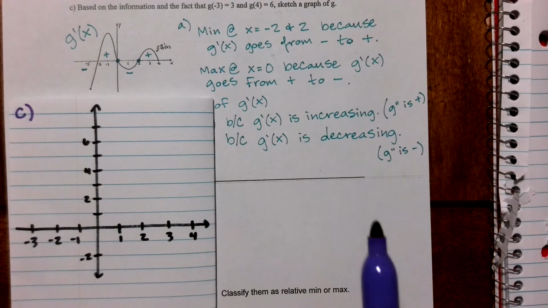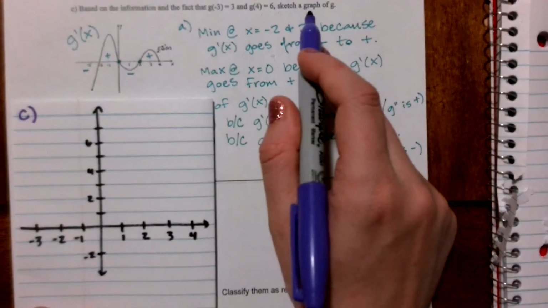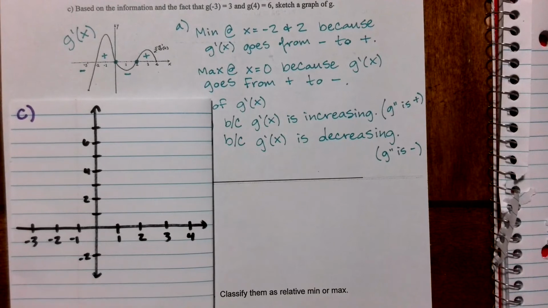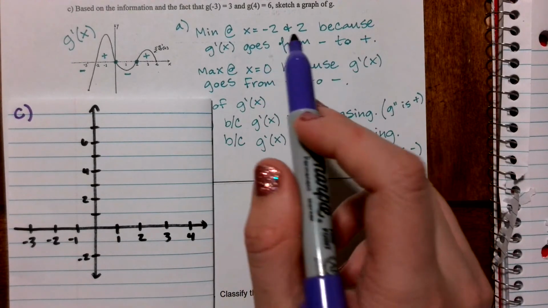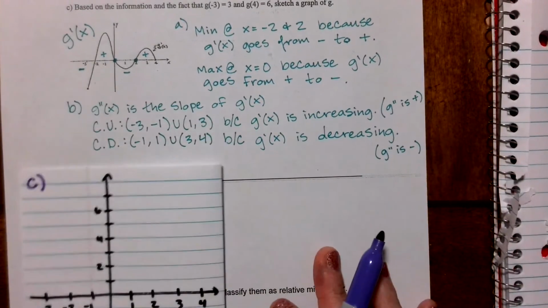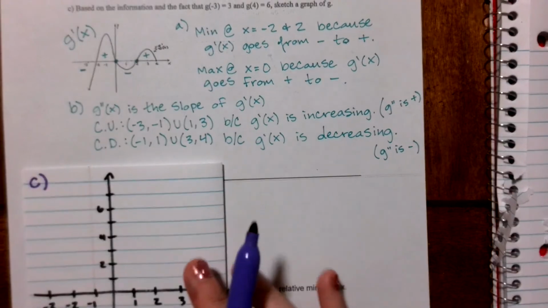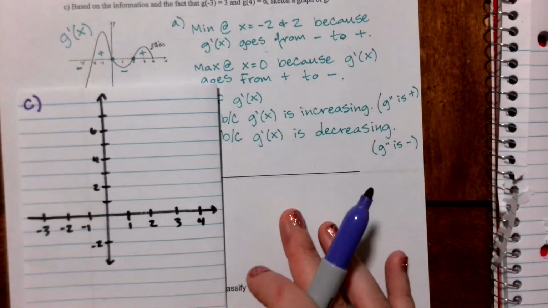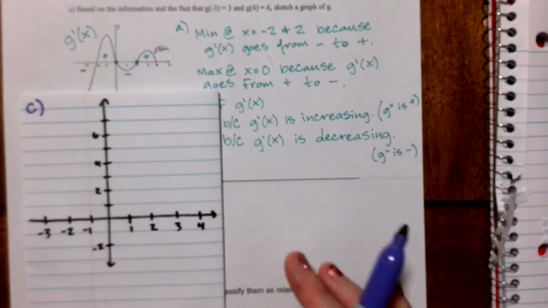So then in part C, we're trying to put all of this together and come up with a graph of g. So notice that it says a graph, so it's not going to be perfect, it's not the graph of g, but it should fit all of the things that we know, the mins and maxes, the concavity where it's concave up and concave down. We've got the slopes with our graph of g prime. So we're just trying to make all of those things true.